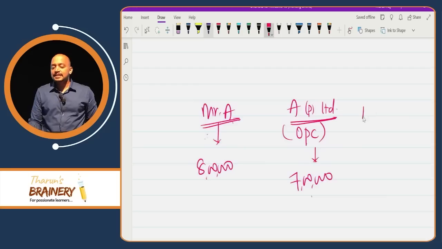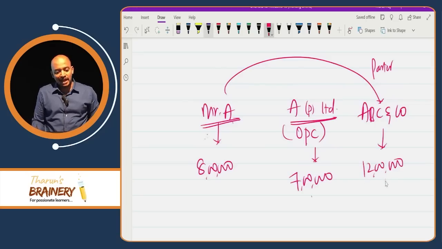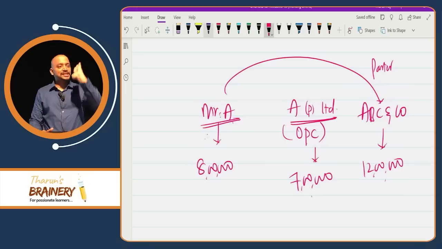Same way, there is ABC and company in which A is a partner, and ABC and company turnover is 12 lakhs. Whether we will include this 12 lakhs, A's share, in A's turnover? No. Again, we don't have anything like that. So, whatever is the aggregate turnover of Mr. A, that will only be taken. Is it clear or not?